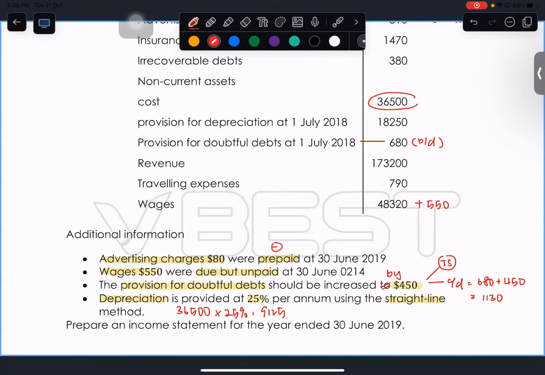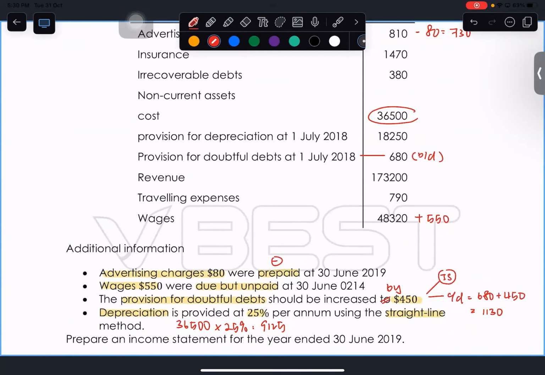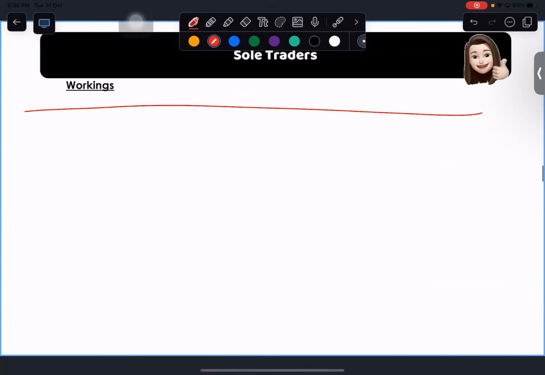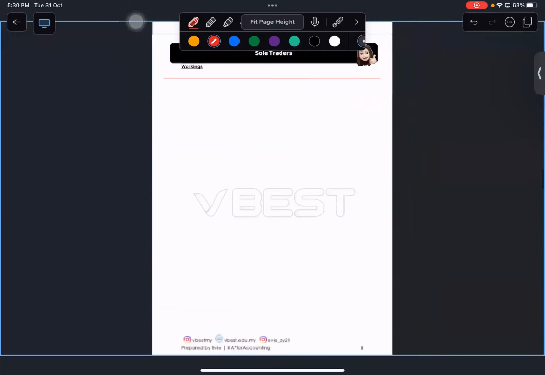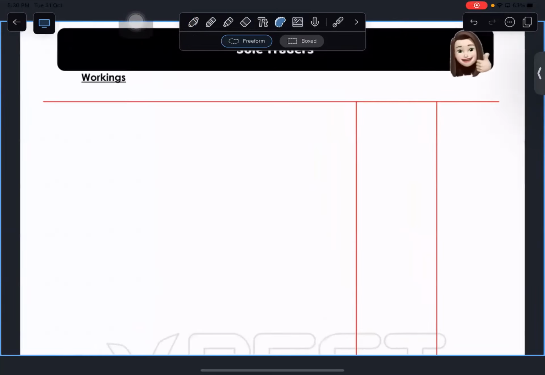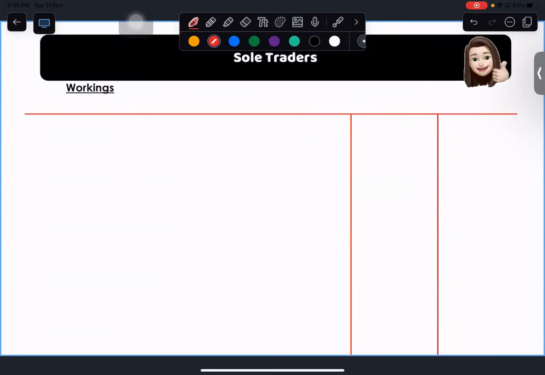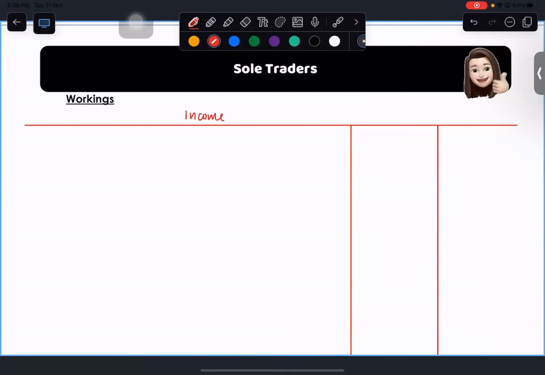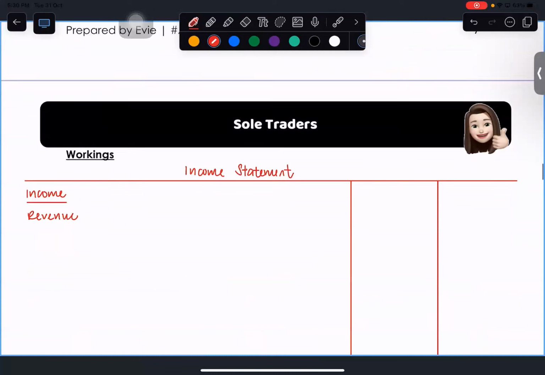If you guys are done, then we start to prepare the account now. Also income statement, 2 columns. Okay, 2 columns. I scroll. Done. Same for the question here, you only have one income, which is your revenue. The revenue amount is 173,200.